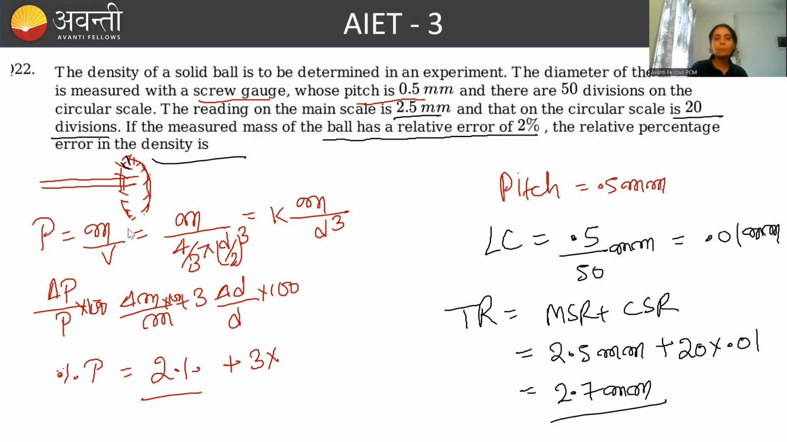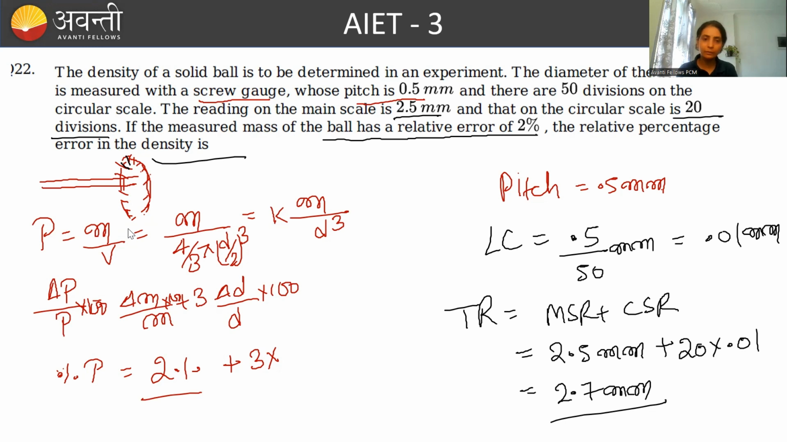So in anything, maximum error can be equal to the least count. जैसे density, sorry diameter, diameter को हमने measure किया किससे, screw gauge से. So maximum error that can be seen in diameter measurement will be equal to the least count of the device from which we have measured, right?